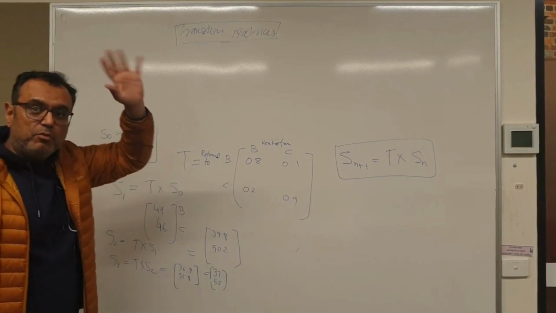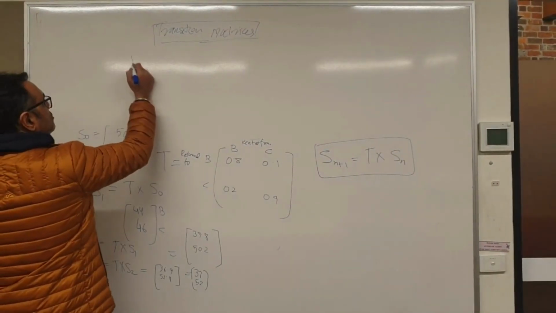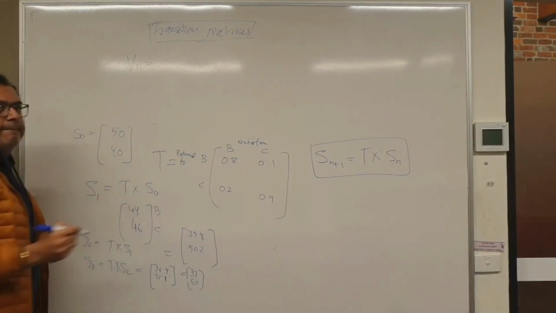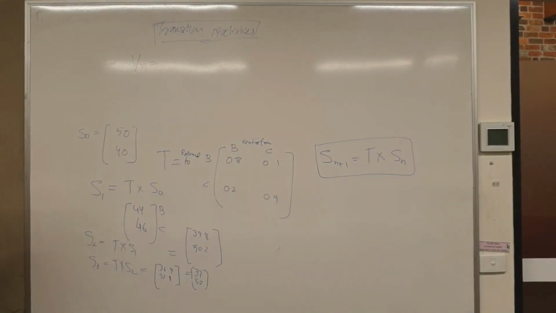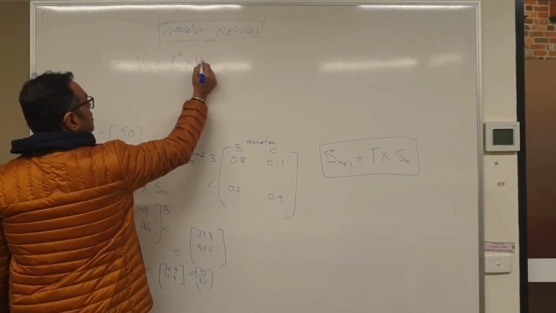You remember from the world of geometric sequences, what was Vn? Vn was r raised to the power n times V0.